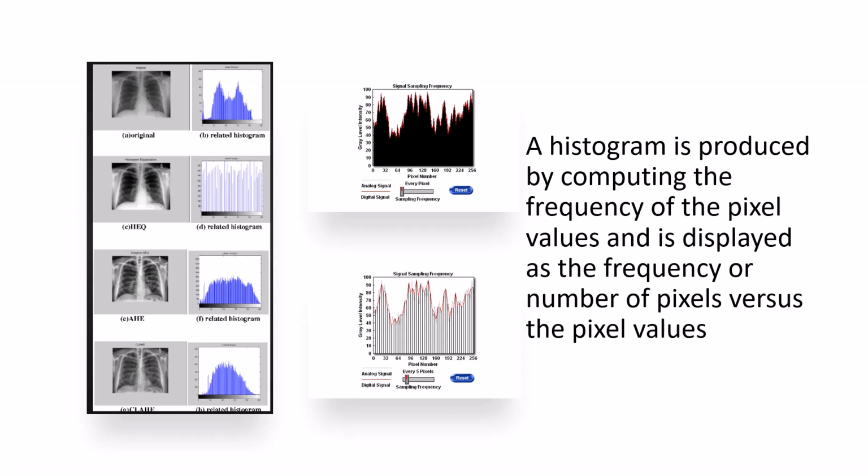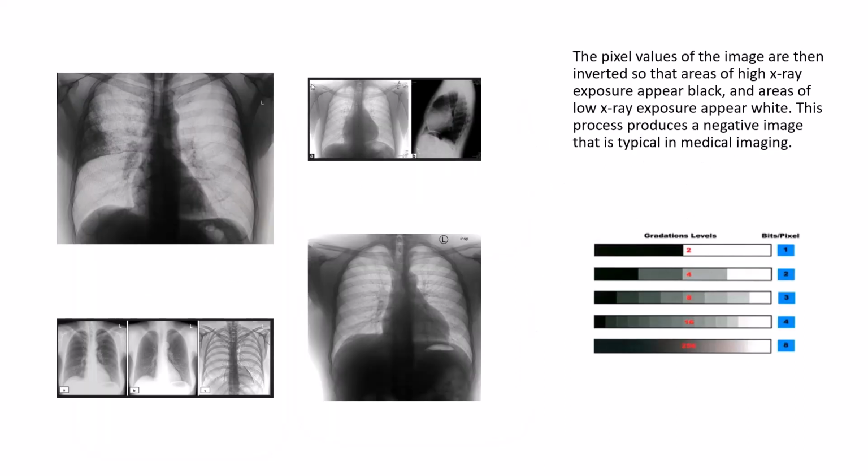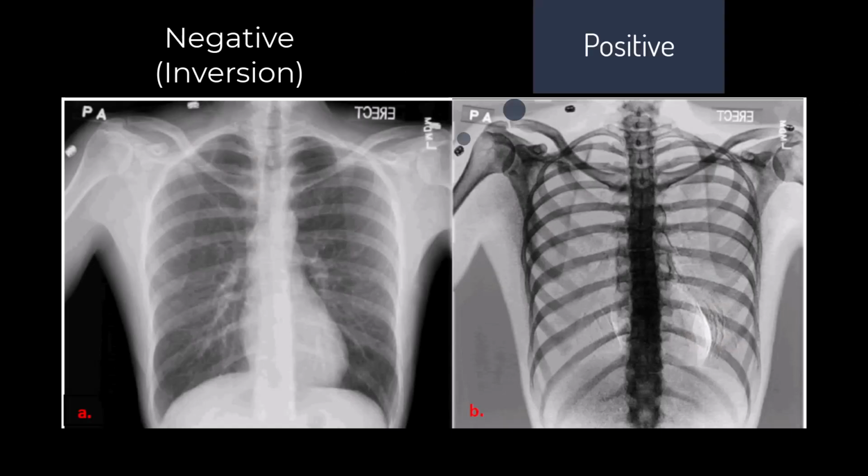The histogram is simply a two-dimensional bar graph of the intensities collected, but we can collect a different amount each time. The more data collected, the better the quality of the image. It is produced by computing the frequency of the pixel values and is displayed as the frequency, or number of pixels, versus the pixel values. The values of the images are then inverted so that the areas of high X-ray exposure appear to be black and areas of low exposure appear to be white. This process produces a negative image, which is the appearance of a film screen radiograph.